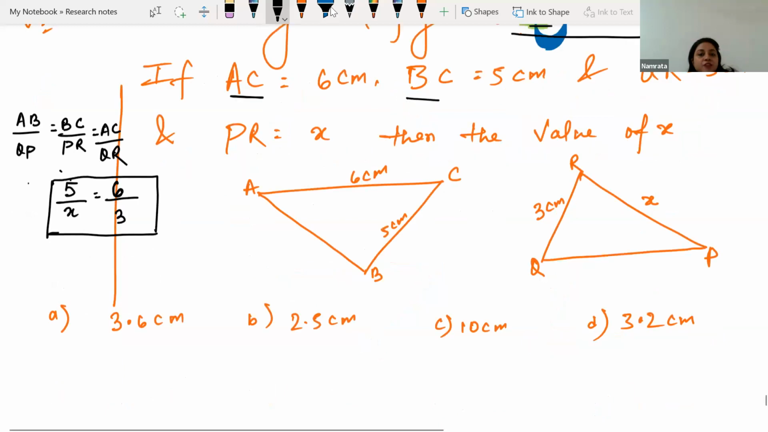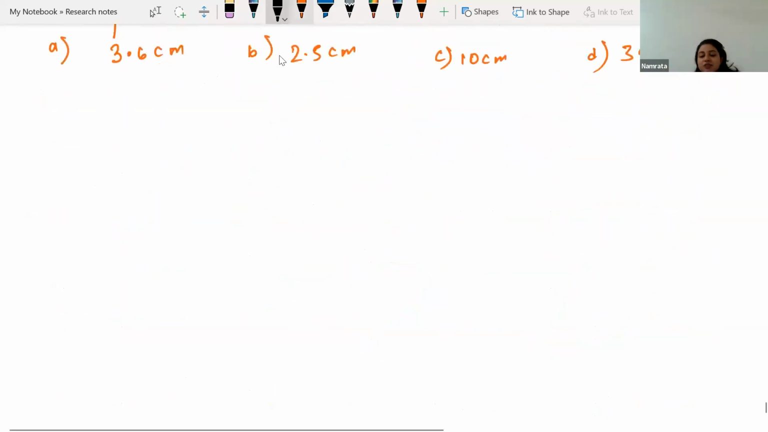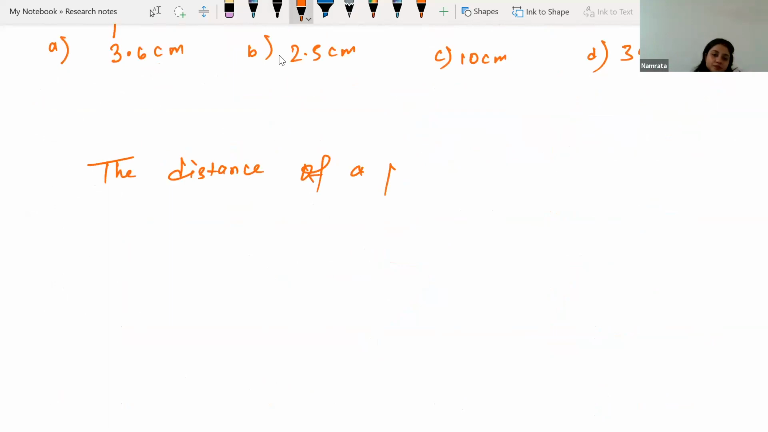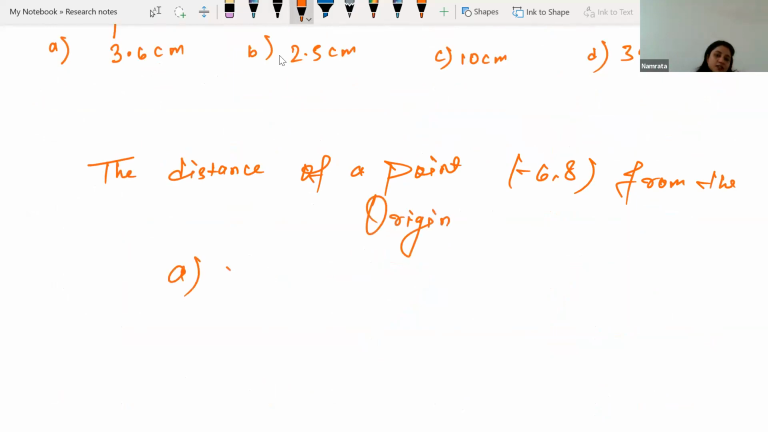Okay, let's go ahead. A very basic, easy question I am giving. Do it quickly. The distance of the point (-6, 8) from the origin. Option A 6, B negative 6, C 8, and D 10. Do let me know which option is the correct option.